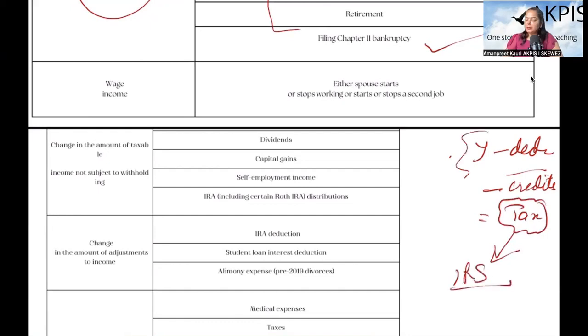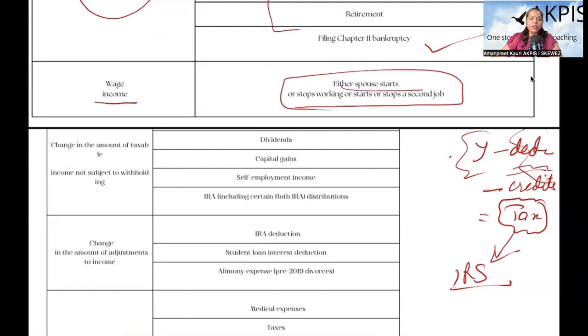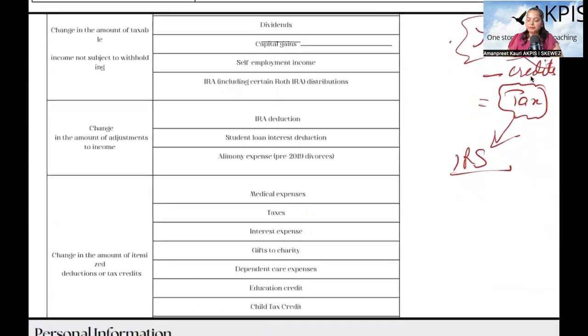So for income, deductions and credits, it's really very important to check whether your lifestyle has changed or not. That means whether you are an individual, married, have adopted a child, or have head of the household status. These things are really very important. Wage income: either spouse starts working, stops working, or procures a second job. Accordingly, your benefits vary and the computation of tax will be different. So you need to have an idea of the same.